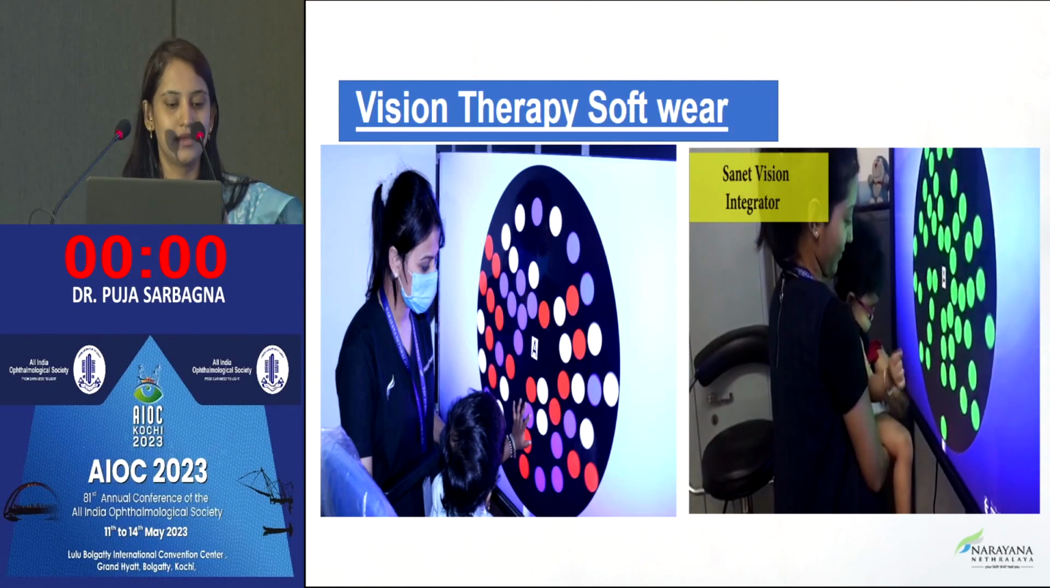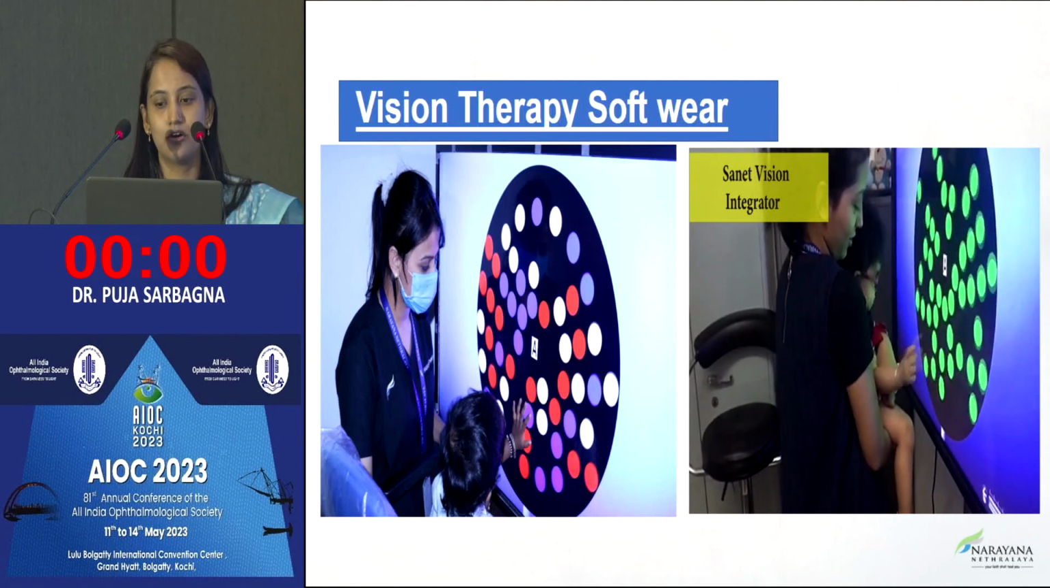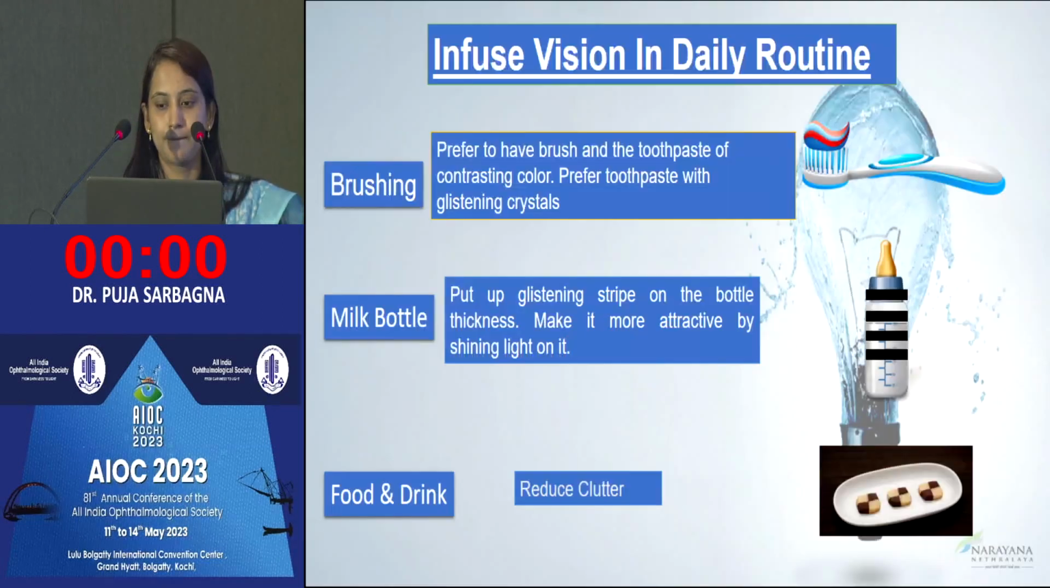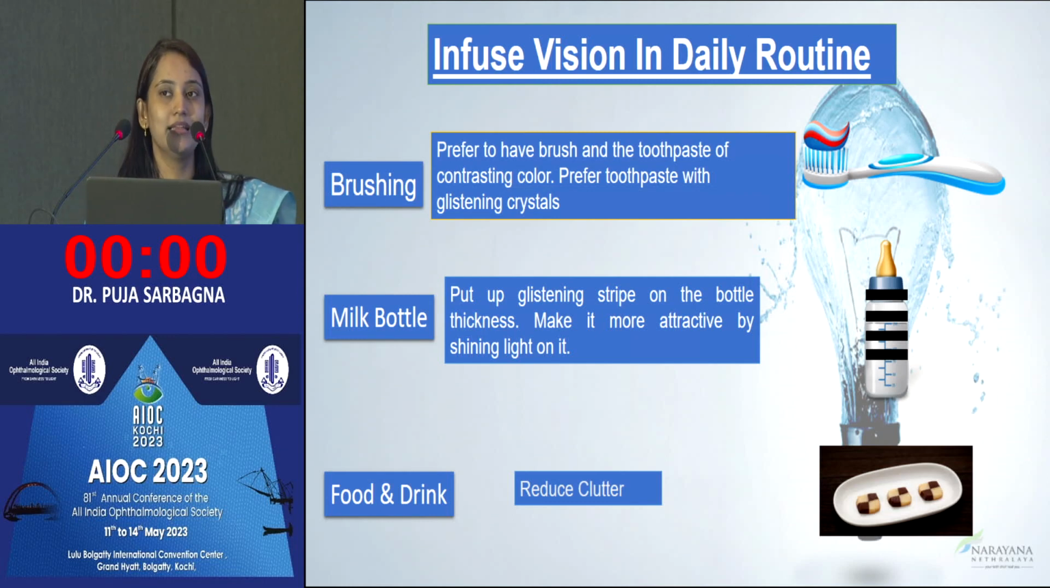How we do it is we hold the child, and we first train the child how to do that, and the child will start doing the same. And then we will give them daily living activities, like brushing, milk bottle, food and drinking, reduced clutter and all that. Every routine day, we tell them to design the milk bottle. We tell them to take the milk bottle and put different kinds of tapes on it and hold the torchlight on top of the milk bottle, so that the milk bottle will give a reflection, and the child will get interested to hold the milk bottle and get feeding.